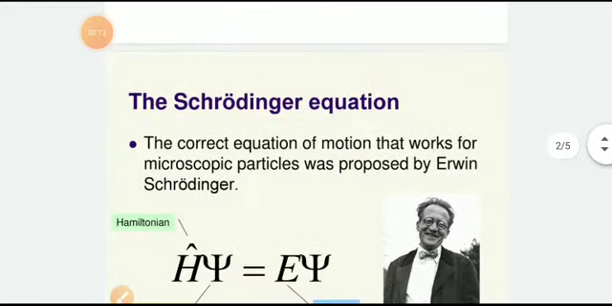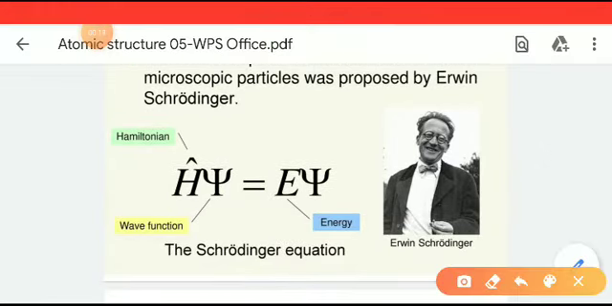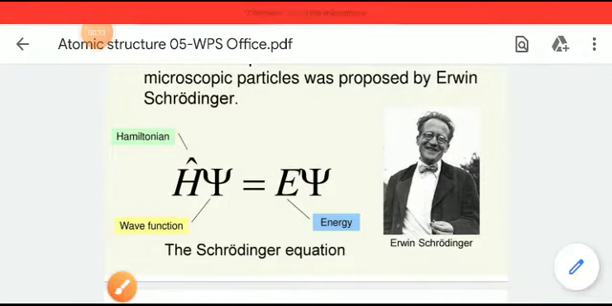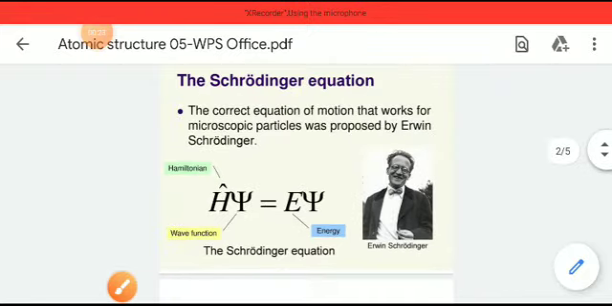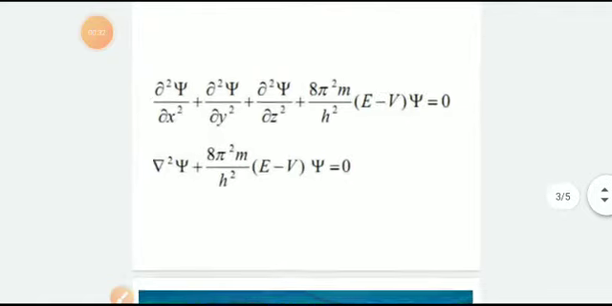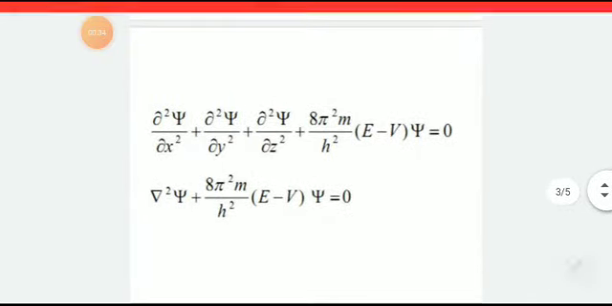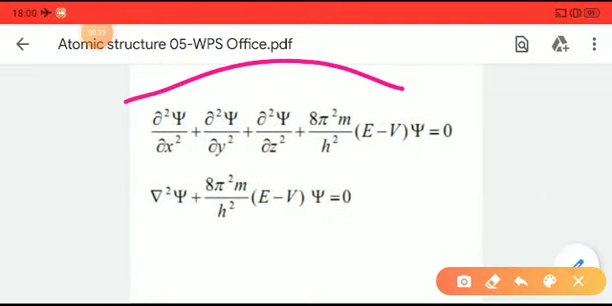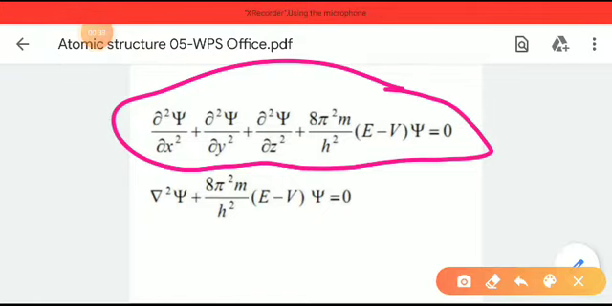Okay, so today's topic will be the Schrodinger equation. So this is Erwin Schrodinger. He was a German scientist. He gave an equation, named after himself. This equation is named as the Schrodinger equation.